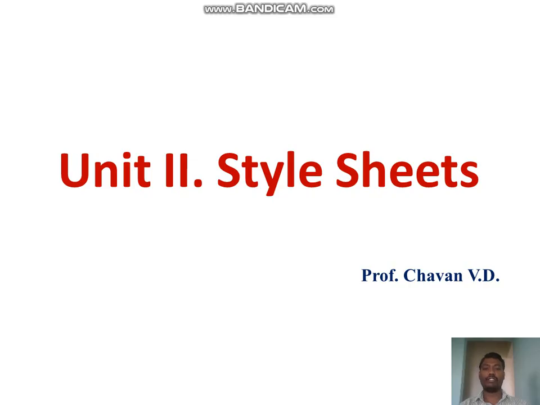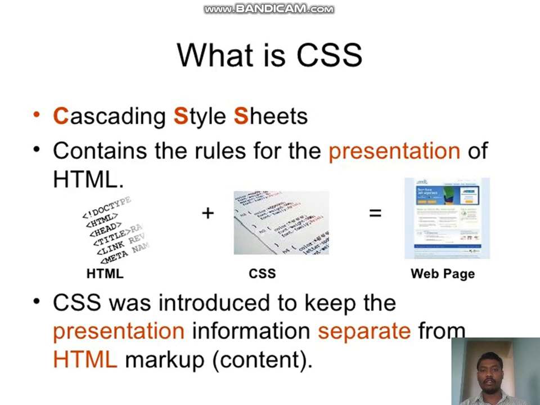Today, we are going to discuss cascading style sheets. What is CSS? The full form of CSS is Cascading Style Sheet. It contains the rules for the presentation of the HTML. It means the combination of HTML and CSS creates the web page. CSS was introduced to keep the presentation information separate from the HTML markup content.